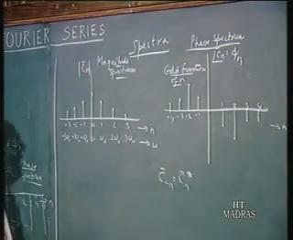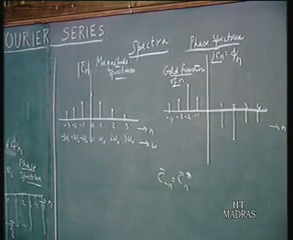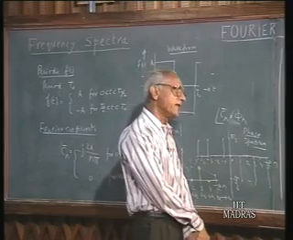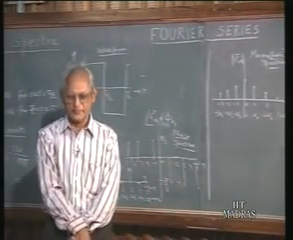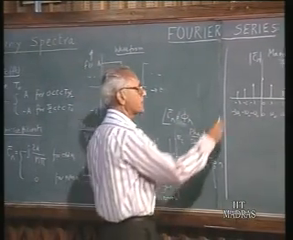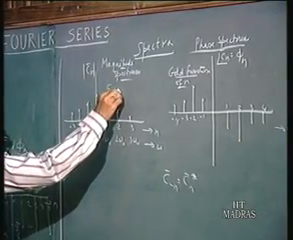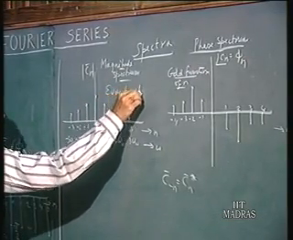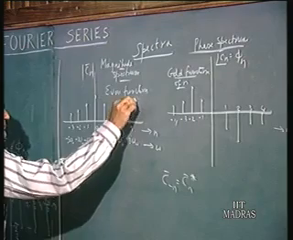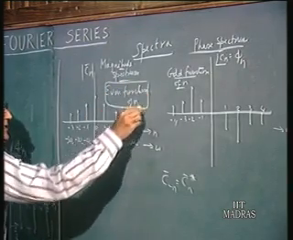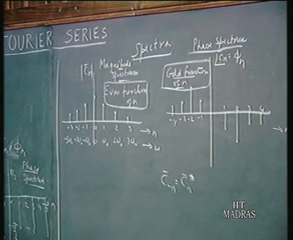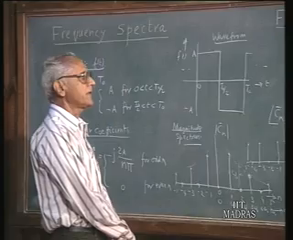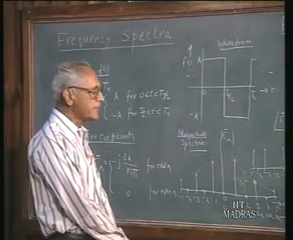On the other hand, the magnitude spectrum, which is the magnitude of Cn, is an even function because the magnitude of C minus n is the same as the magnitude of Cn. So a magnitude spectrum is an even function of n. This is an odd function of n. So these are two important properties of the spectra. The magnitude spectrum is an even function of n, the phase spectrum is an odd function of n.